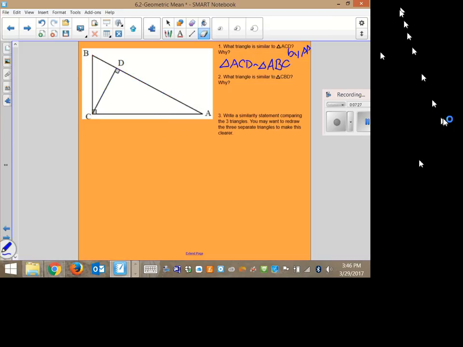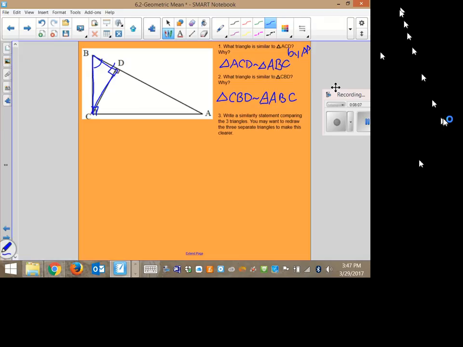So now we want to look at our small triangle. We want to know what triangle is similar to CBD. And again, we have our right angles. And then this time though, we have B is congruent to B. So then we have that triangle CBD is similar to our big triangle. So CBD is similar to triangle ABC.